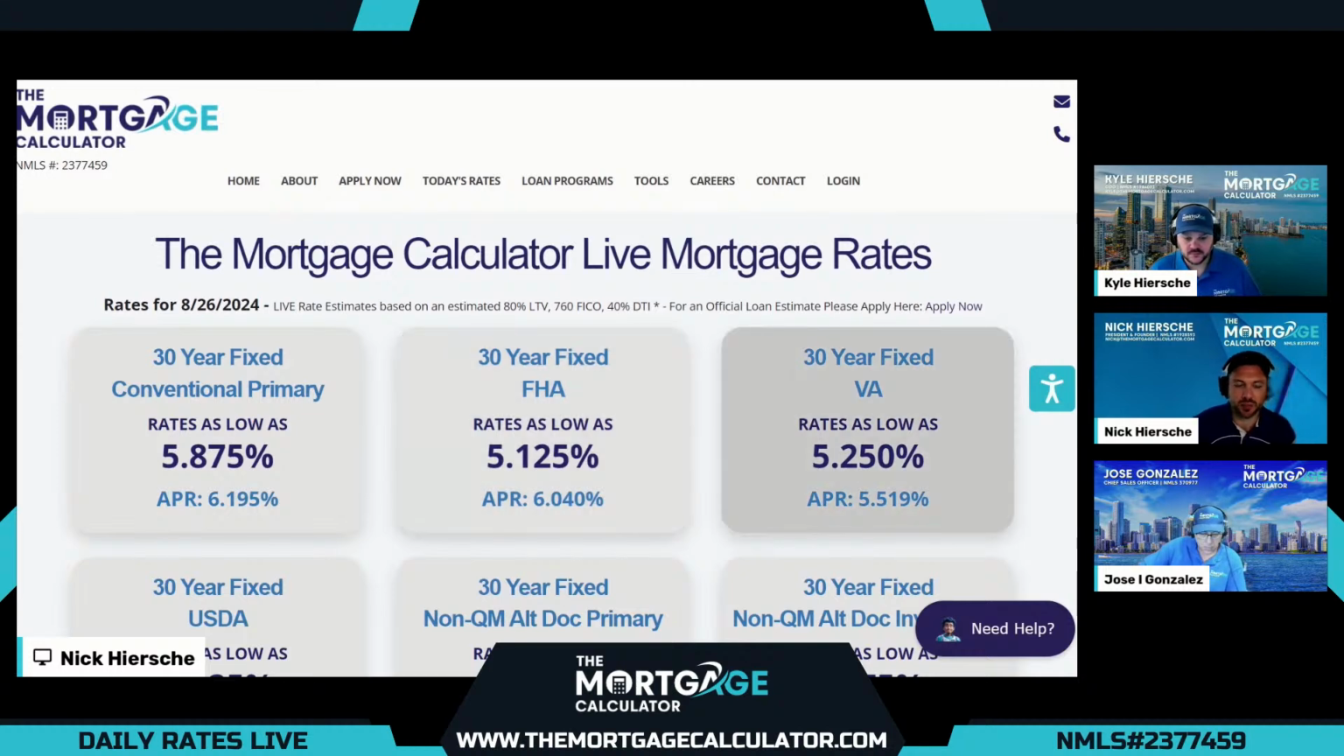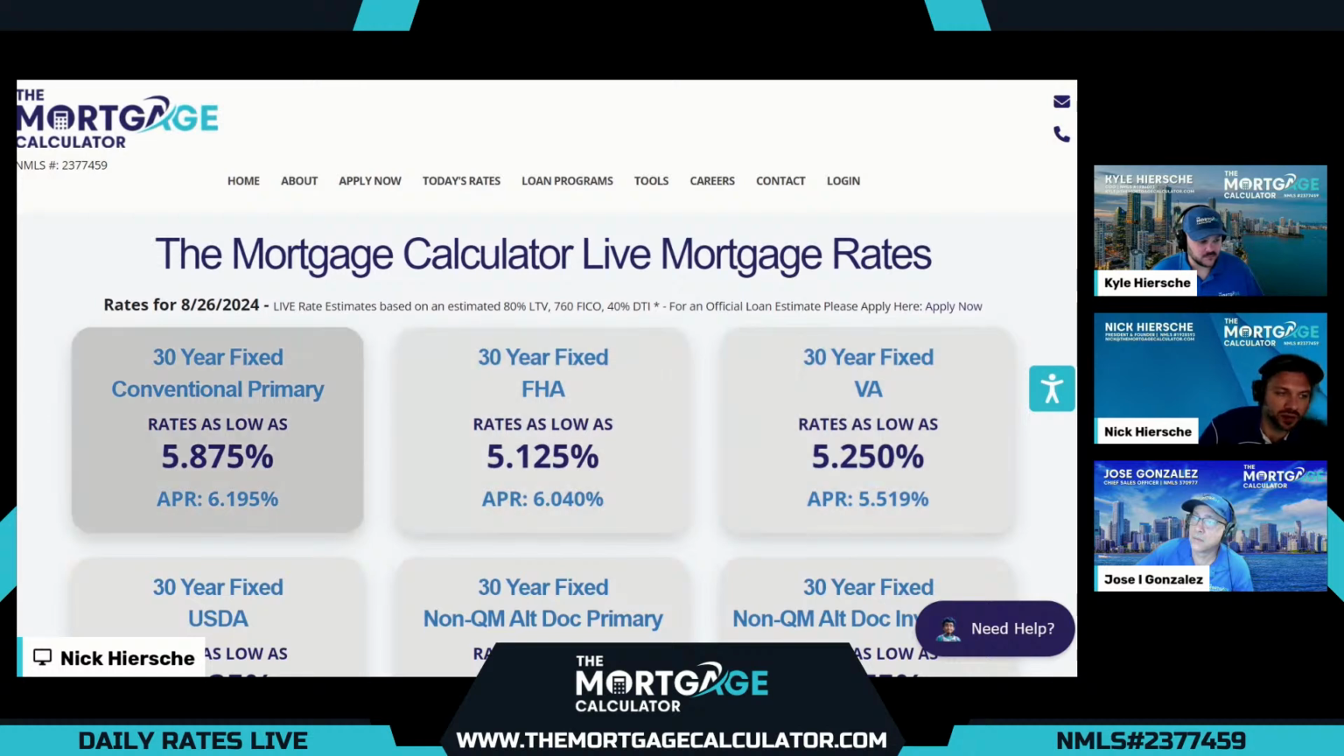And our VA options, those are only for eligible vets and active service members. If you are eligible, these programs are amazing. Rates today for VA coming in at 5.25. Final APR 5.519 with a standard funding fee. And if you compare across, notice the VA is going to be the best option for our eligible borrowers. So definitely take advantage.